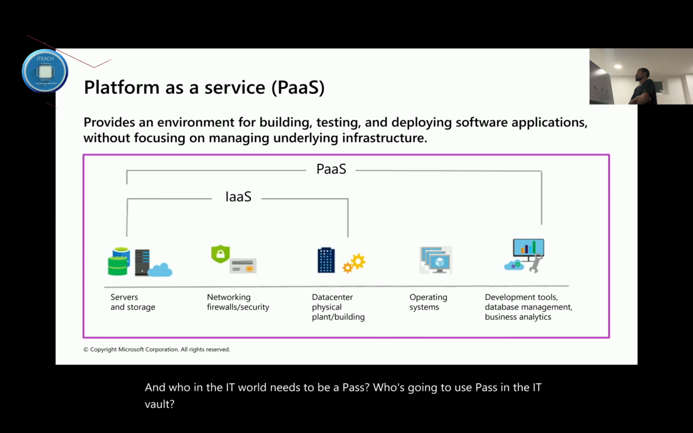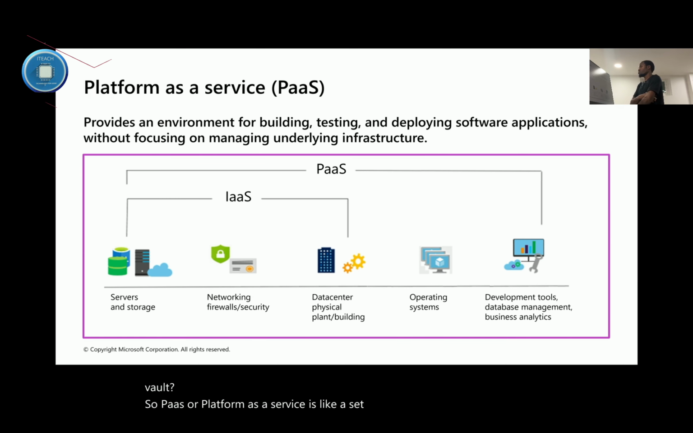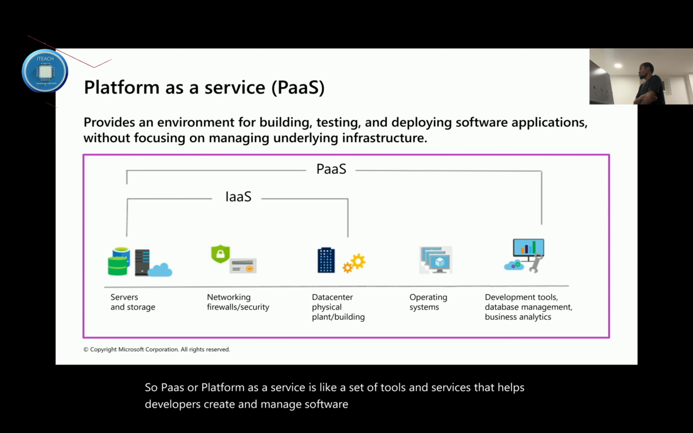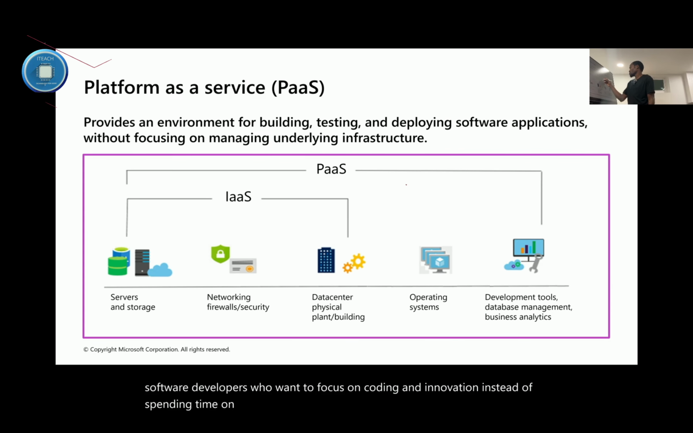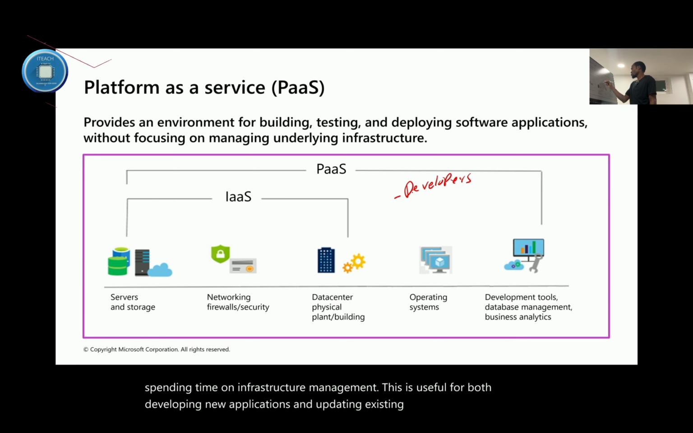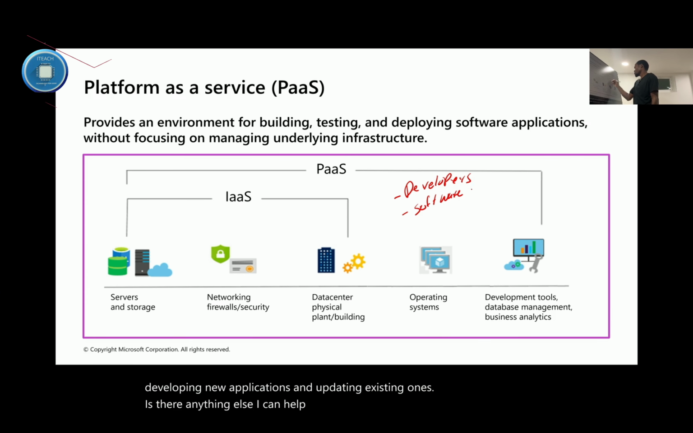So PaaS, or Platform as a Service, is like a set of tools and services that helps developers create and manage software applications. It is typically used by software developers who want to focus on coding and innovation instead of spending time on infrastructure management. This is useful for both developing new applications and updating existing ones. PaaS provides the environment and tools to do this without having to maintain underlying hardware and systems.